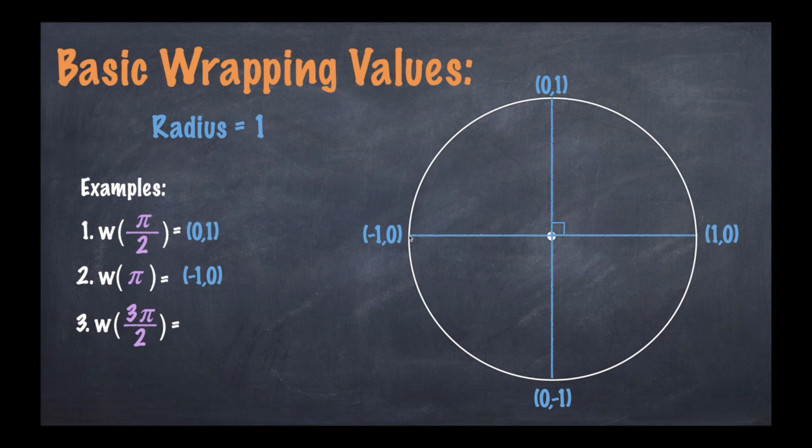In question number 3, we're asking about 3 pi over 2. So again, we have to know the position of 3 pi over 2 is at the bottom of the unit circle, and then the associated wrapping value would be 0, negative 1. And then finally, for number 4, the wrapping value of 0, we are going to be in this position over here, and that's going to be 1, 0.